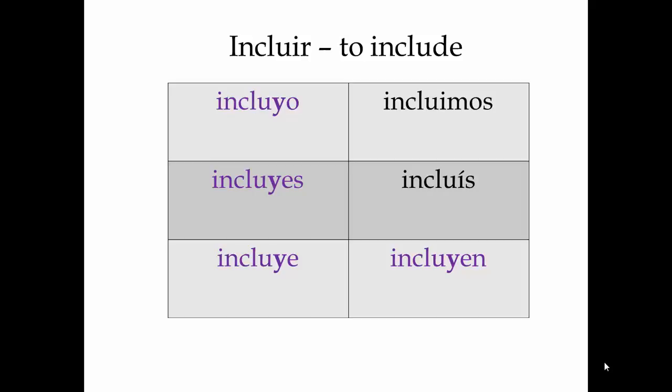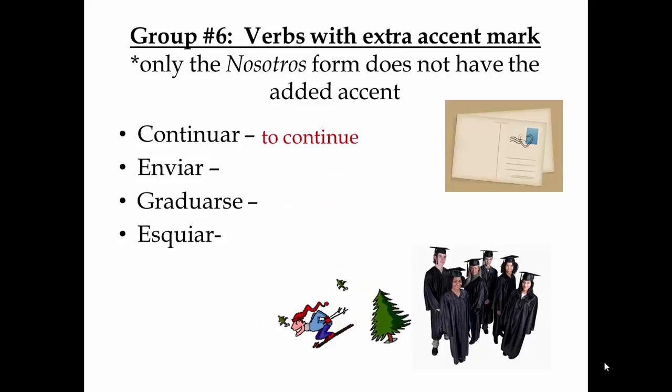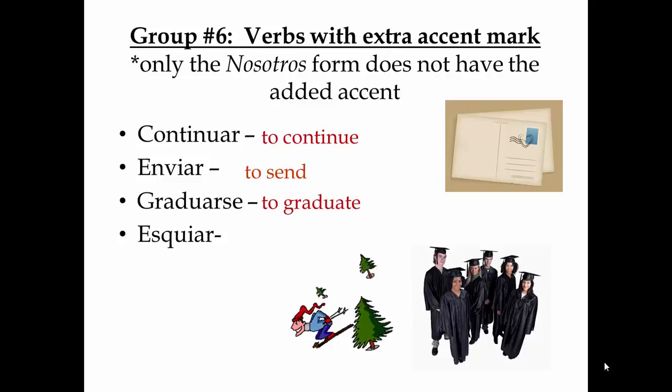The next group is group number 6. These verbs are boot verbs with an extra accent mark on all of the conjugations except for the nosotros. The nosotros does not get the added accent mark. So first let's go over the verbs that are included in this group. We have continuar, which means to continue. Enviar, which means to send. Graduarse, to graduate. Esquiar, to ski.